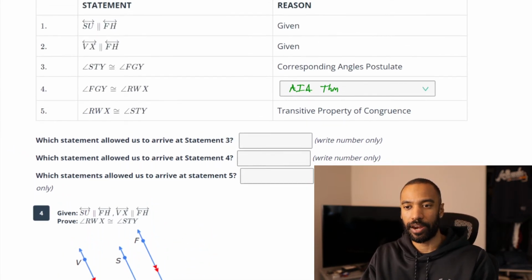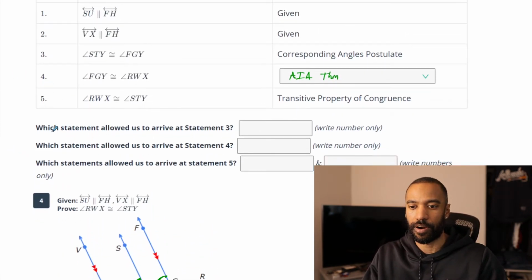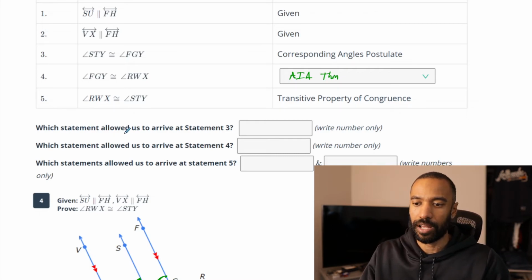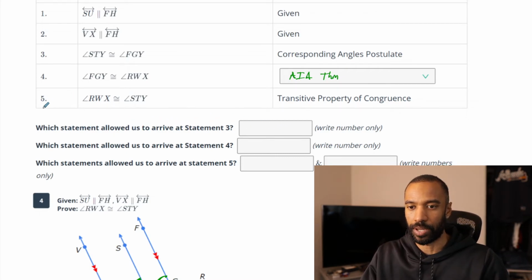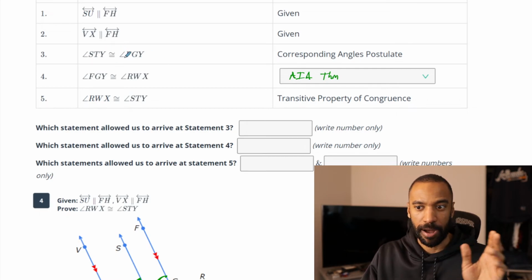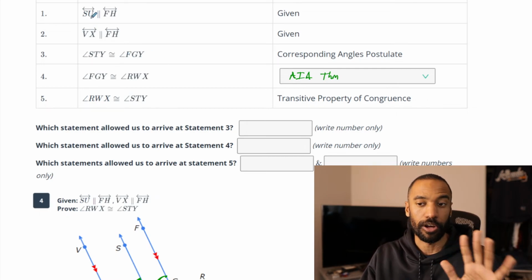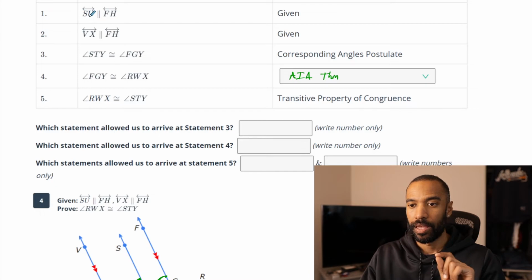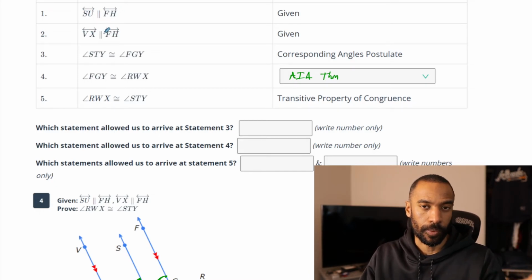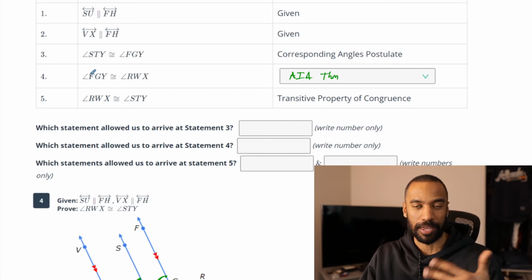Now, normally I do the arrow drawing stuff, and I'm going to right now as far as answering these questions here. Which statement allowed us to arrive at statement 3? Meaning, statement 3 could not have possibly been built if not for which of the following statements, and just one of them. It's either this one or this one. It's only statements before it. Otherwise, statements after it would have been made before.